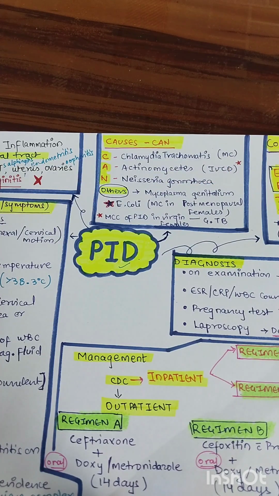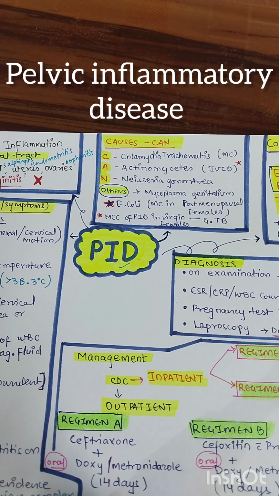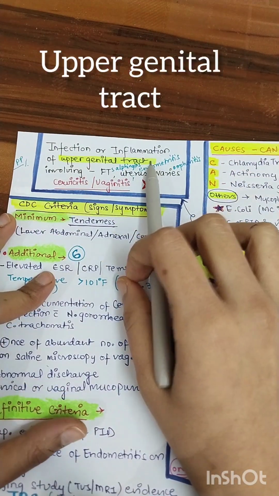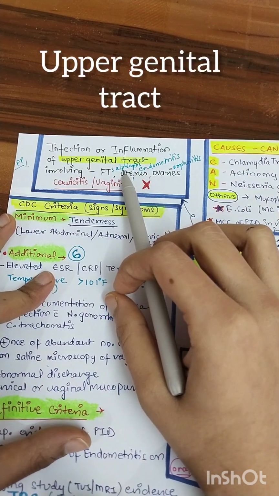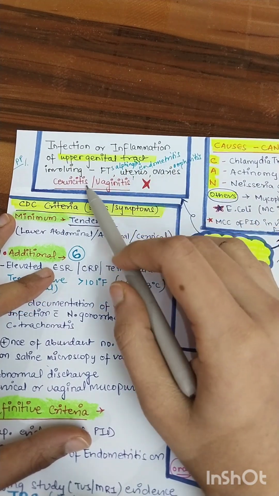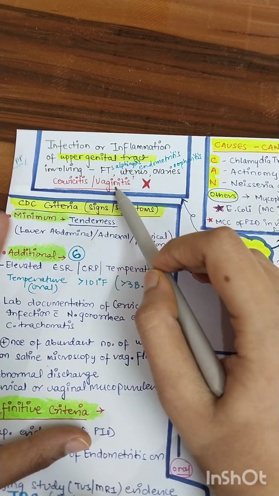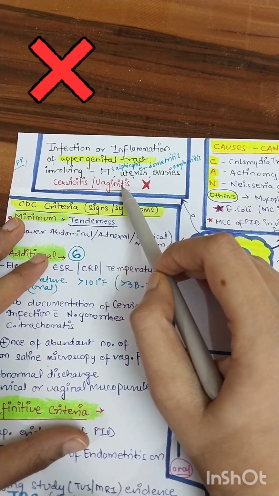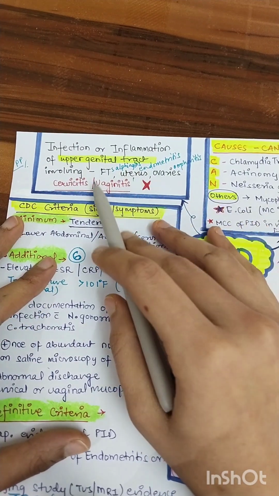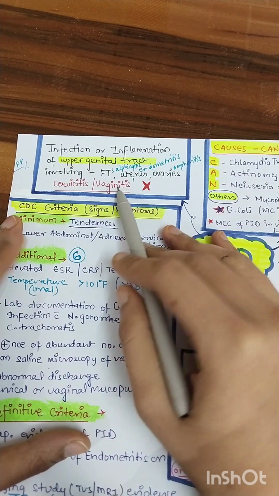Here we'll learn about PID, which is pelvic inflammatory disease, which includes infection and inflammation of the upper genital tract involving the fallopian tube, uterus, ovaries, not involving the cervix and vagina. So, cervicitis and vaginitis are not a part of PID. They are actually in the lower genital tract.